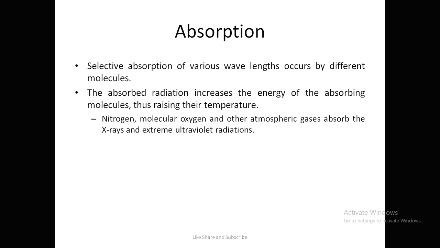Nitrogen, molecular oxygen, and other atmospheric gases absorb the X-rays and extreme ultraviolet radiations. Some scientists identified the molecules and what exactly they are absorbing. Nitrogen is one of the most abundant gases in the atmosphere, and along with molecular oxygen, these two gases absorb the X-rays and extreme ultraviolet radiation. Because there are so many gases, they have found only these two.